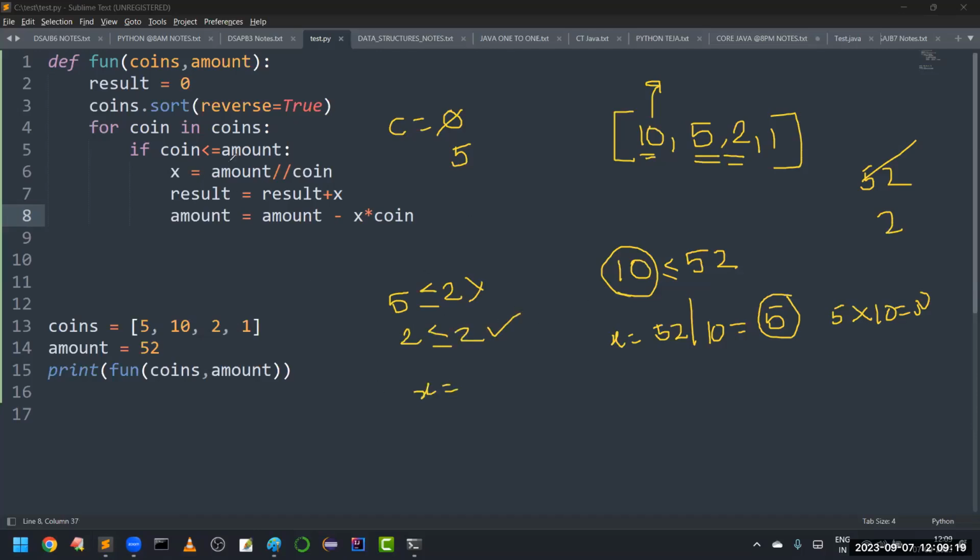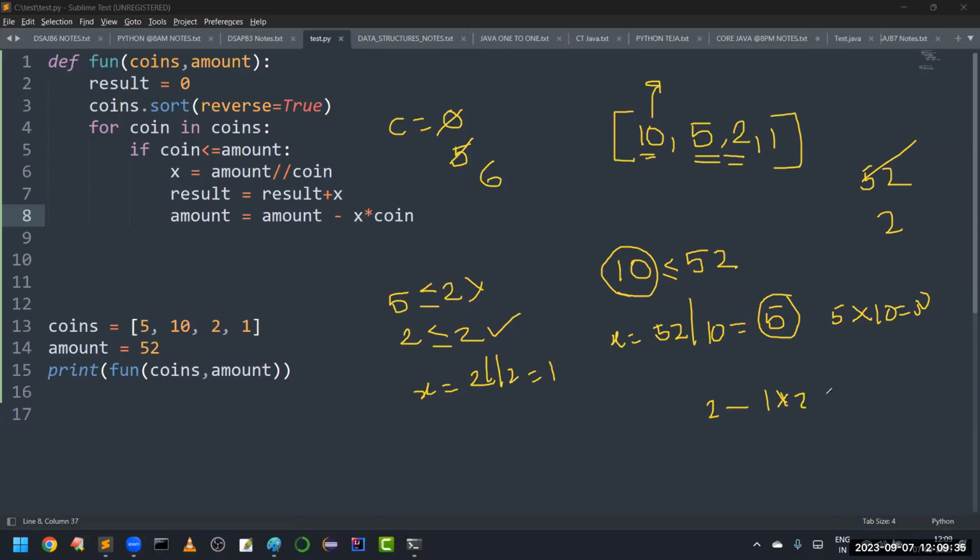x is equal to, what is the amount that we have? 2. So 2 by 2 I am taking, which is going to return 1. We have to select that one coin. That one I am adding to the result. So total 6 coins. Amount is equal to, what is the amount available? 2 minus x value.